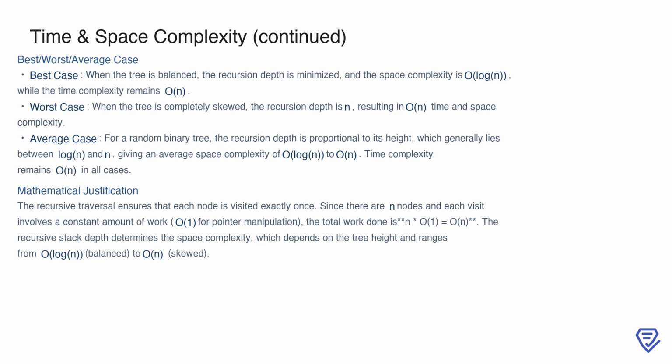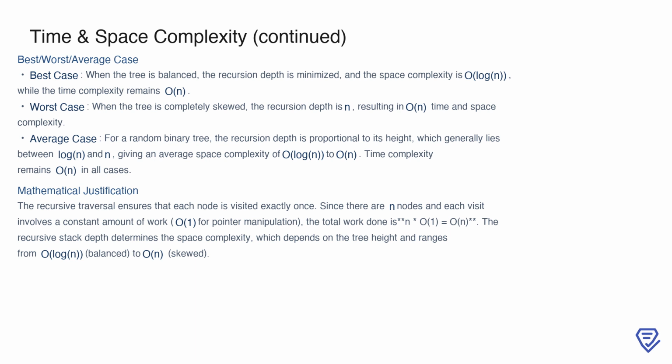Regardless of the tree structure, the time complexity consistently remains O(n), as each node is visited exactly once. Mathematically, this is justified because the function processes n nodes, performing O(1) work per node for pointer updates. Thus, the total work done is n multiplied by O(1), which simplifies to O(n).